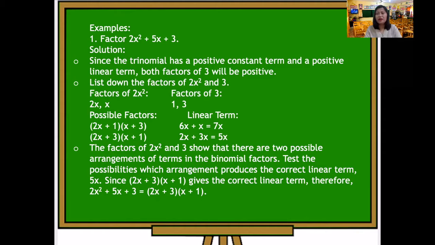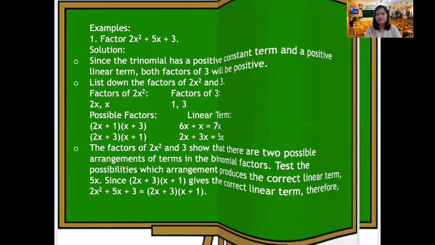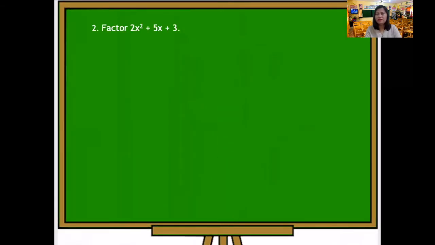Now, factoring by inspection or trial and error is a long process. Let's have another method in factoring, this time using the AC method. Let's have the same trinomial, 2x squared plus 5x plus 3, using the AC method this time.